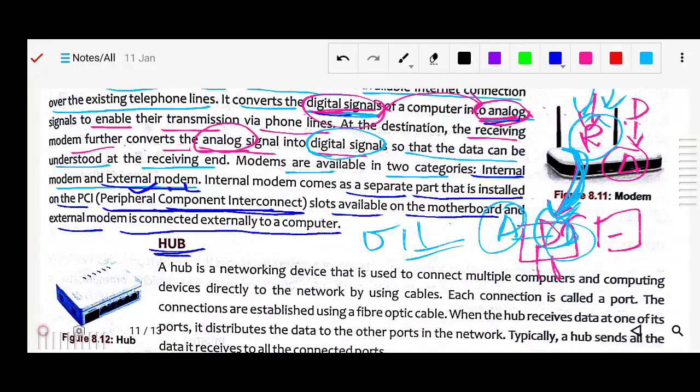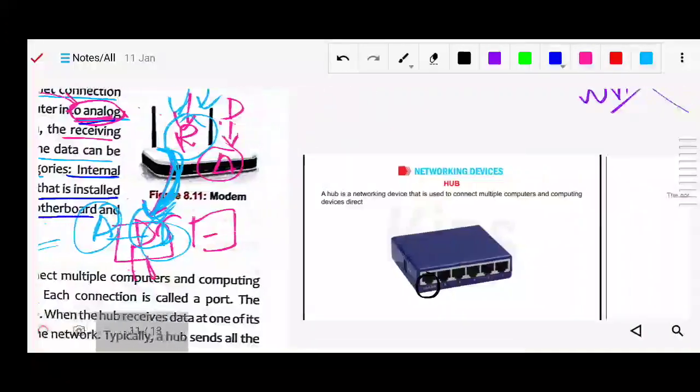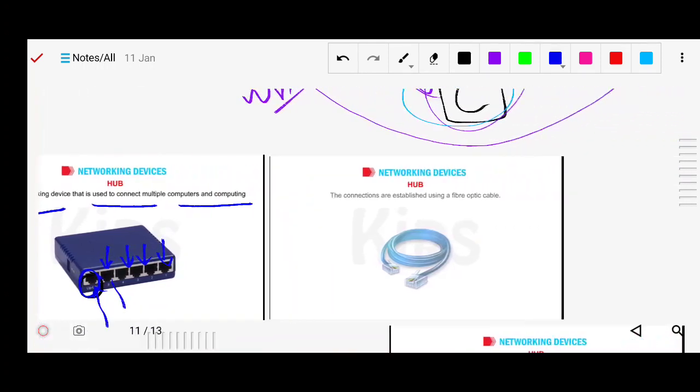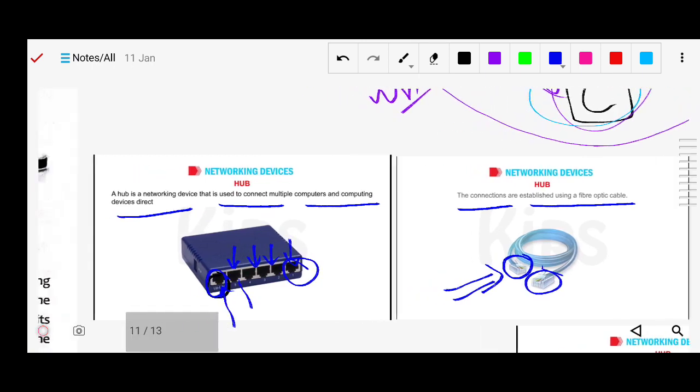Next is your hub. A hub is a networking device that is used to connect multiple computers and computing devices directly to the network by using cable. As you can see here, this is the hub. Here we can insert the computers' ports. These connections are established using a fiber optic cable, which is inserted here, and the other side goes to the other computer. With this we can connect our computers.